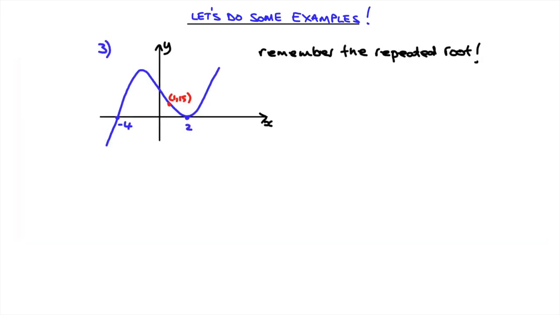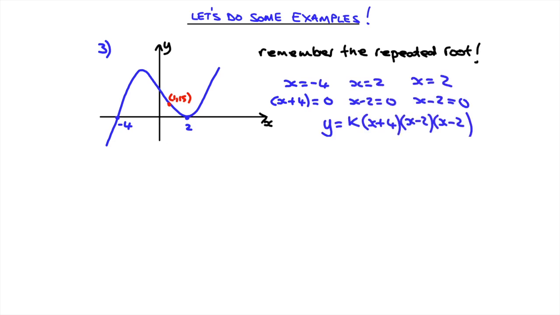So let's try a third example. Now this is also a cubic, and remember this time there is a repeated root. So here our roots are x equals negative 4, x equals 2 and x equals 2 because of that repeated root. And again in the same way we could write x plus 4 equals 0, x minus 2 equals 0 or x minus 2 equals 0. Again, it's a family of cubics. y equals k times (x plus 4) times (x minus 2) times (x minus 2).